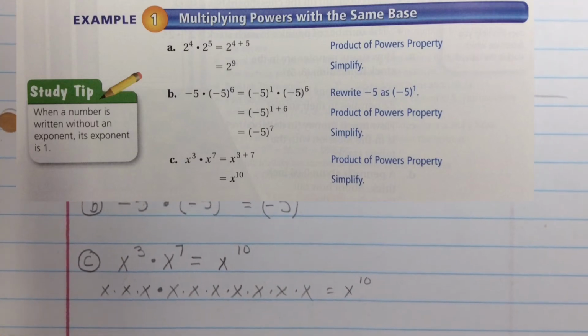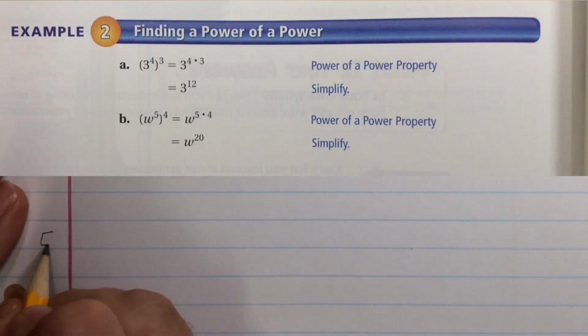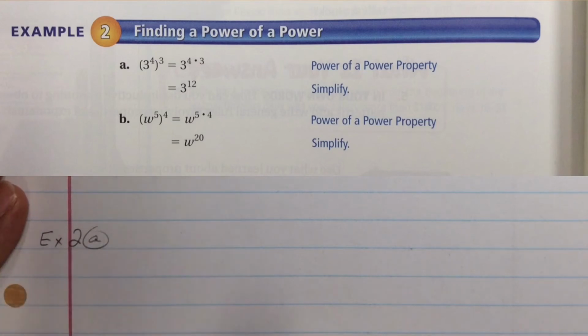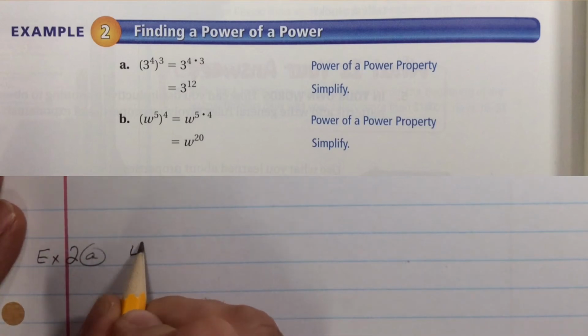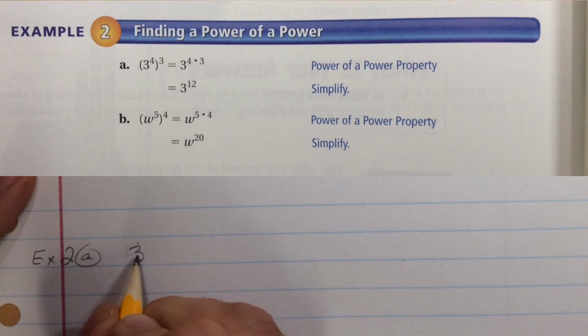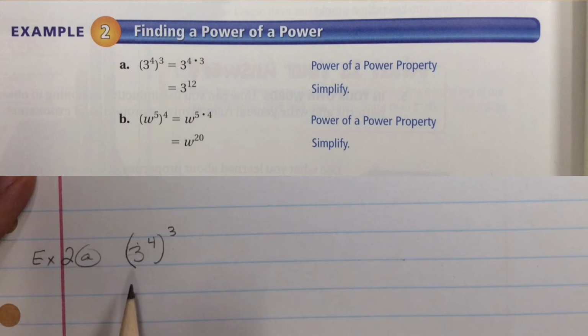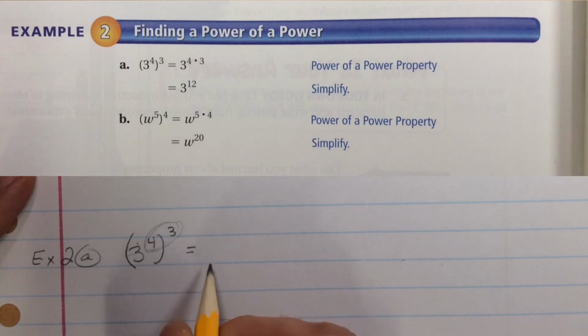Well, example 2 is finding a power of a power. So for example 2 here, A, it says 4, no, it doesn't again, darn. I did that in example 1. 3 to the 4th power raised to the 3rd power. And we really know that means 3 to the 4th power times 3 to the 4th power times 3 to the 4th power. So really, we would have 12 threes, or we can just multiply those two. A power raised to a power, you multiply them. This is 3 to the 12th power.